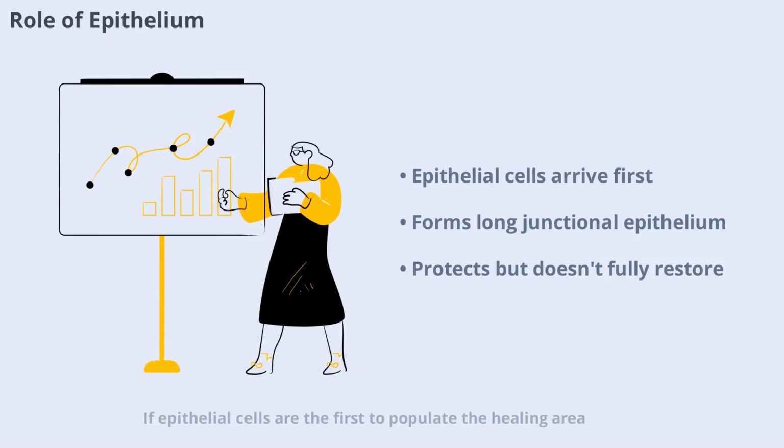If epithelial cells are the first to populate the healing area, they tend to proliferate along the tooth surface. This leads to the formation of a long junctional epithelium. While this outcome helps seal the area and protect against further infection, it doesn't restore the original attachment apparatus. The result is a functional, but less ideal connection between the tooth and the surrounding tissues.